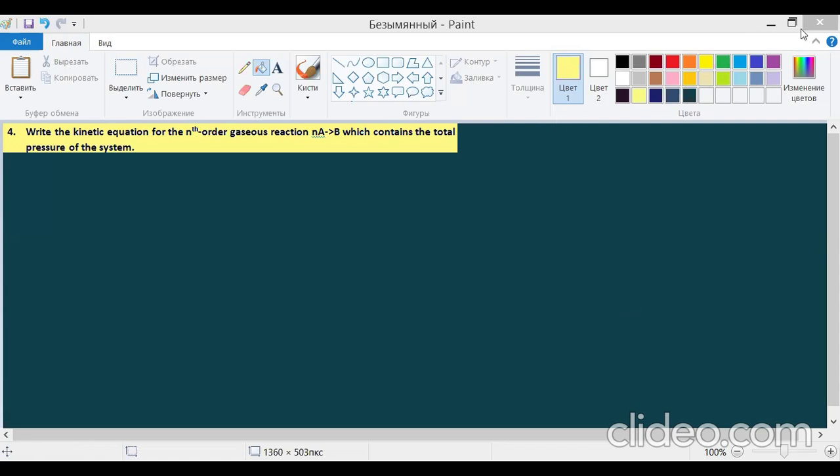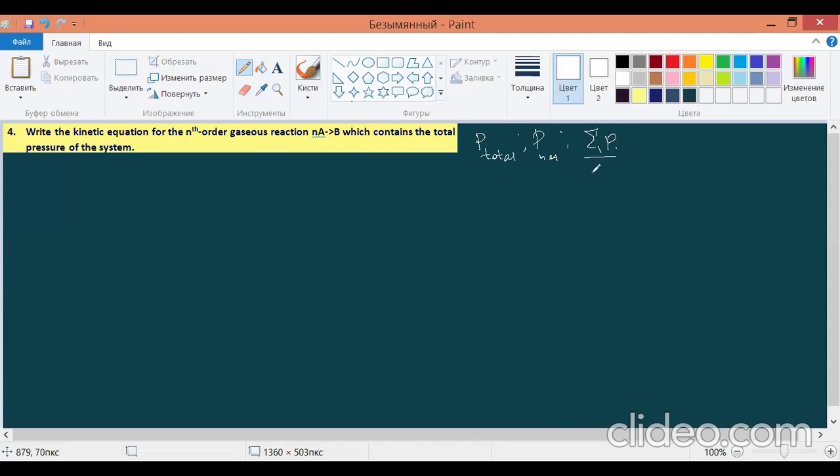Again, in the beginning, I told you that we can stick to different notation systems. However, it shouldn't stop us from understanding each other. So we can write either P total, or P net, or sigma P, where sigma is the capital letter from the Greek alphabet. I'll prefer to write sigma P, and which of the three you choose is entirely up to you. Okay, now let's do that.